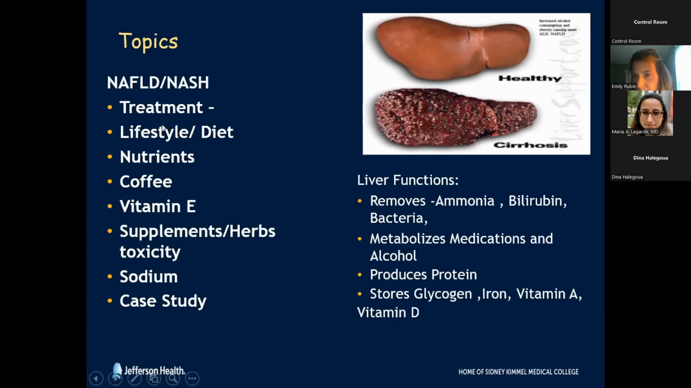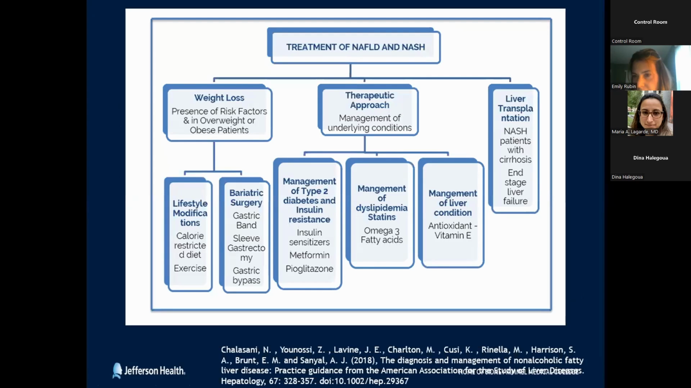So today we're going to discuss the treatment, the lifestyle diet. We're going to go over a little bit of the nutrients, breaking down carbohydrates, fats, proteins, coffee, a little bit of positive with coffee, vitamin E, some of the dangers of some of the herbal supplements, sodium, and we'll talk about a few of my patients. So again, for the treatment of fatty liver disease, we're looking at weight loss as the primary treatment, and that would be lifestyle modification, which I would be working with.